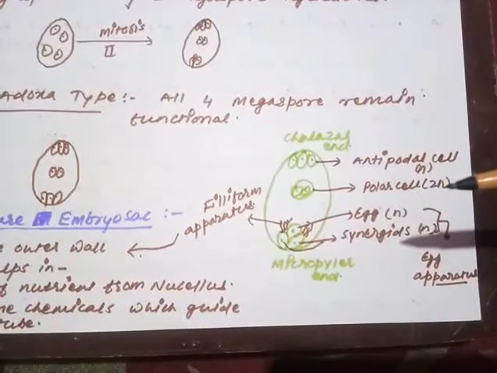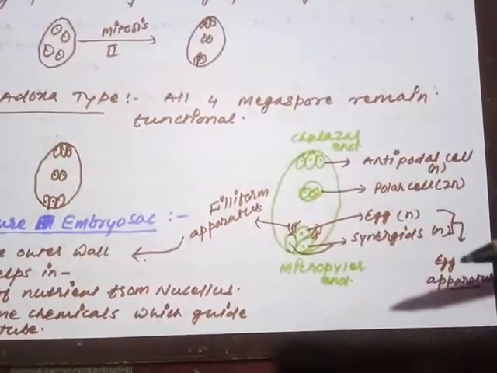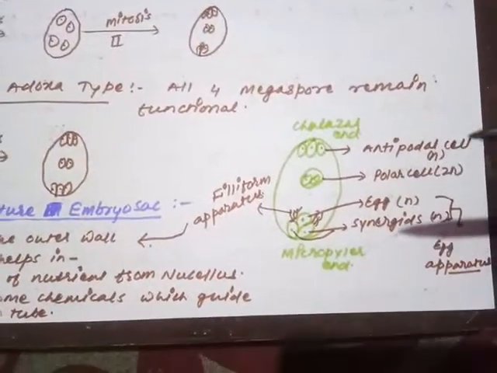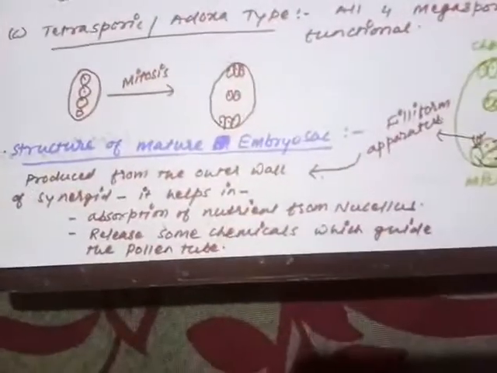The polar cells are diploid in nature, antipodal cells haploid in nature, and micropylar cells haploid in nature. Only the polar cells are diploid in nature. One new point is there, one additional point is there.